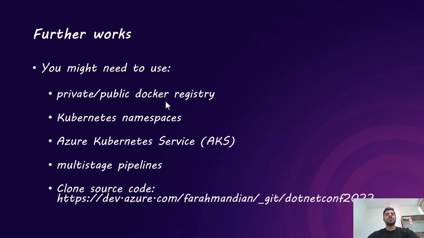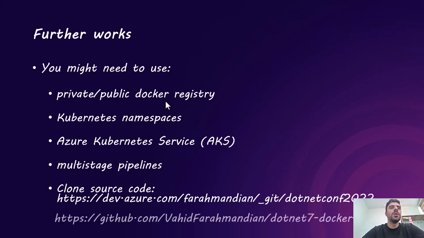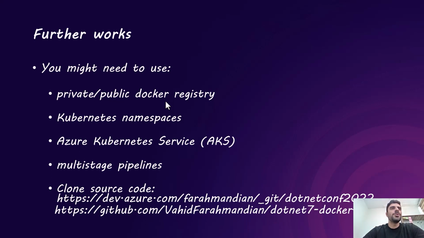Finally, if you need to get access to the source code of this session, you can navigate to azure.com/faramania/git and .NET Conf 2022, or you can navigate to my GitHub profile page and find the .NET 7/Docker/Kubernetes repository, and you can find all the source code and the presentation files in that repository.